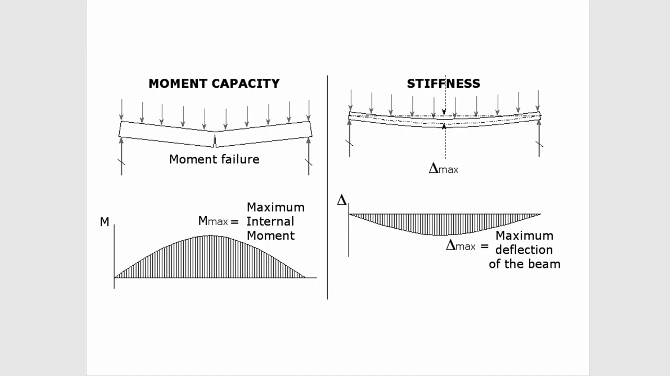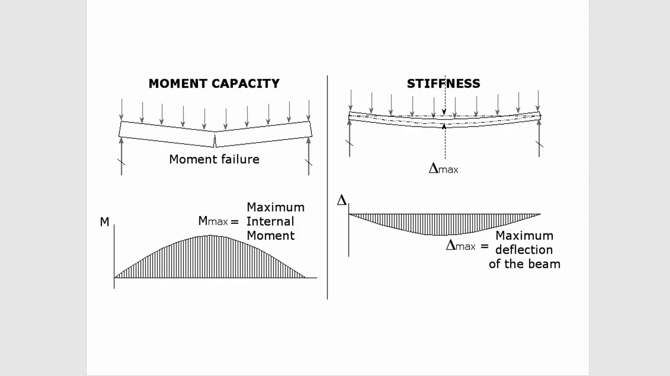To refresh your memory, in the case of concrete and wood, we sized the members for shear capacity, moment capacity, and stiffness. In the case of steel, we're focusing on moment capacity and stiffness because steel is so strong in shear that it's very rare that that's the mode of failure. The normal procedure that we've outlined in the past talks about shear design, then moment capacity, then stiffness.